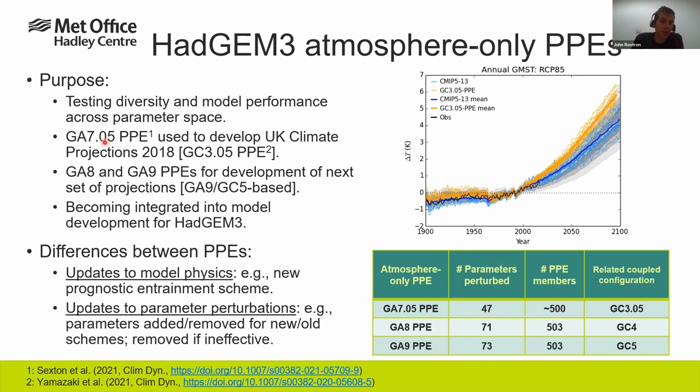So this GA7 PPE was used to develop the climate projections for the UK, UK CP18. And the GA8 and GA9 PPEs have been built more recently to help with the development of the next set of projections to update UK CP18. And also, increasingly, our PPEs are being integrated into the model development process in the Met Office.